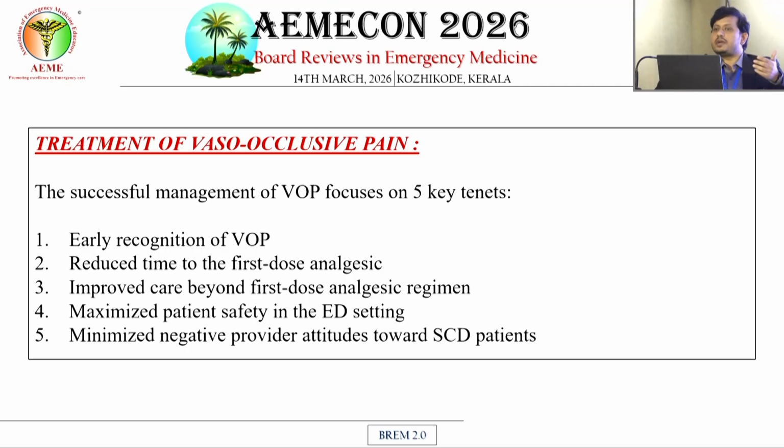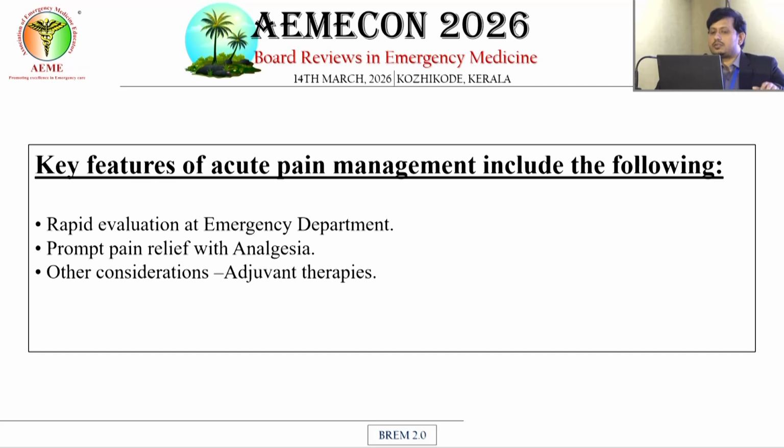Whenever the patient comes with some pain, we think it is a normal pain, and we keep the patient aside and concentrate on the other cases. Such cases have to be followed and addressed as early as possible. So these are the key features: rapid evaluation in the emergency department once the patient comes with pain, and prompt pain relief has to be given as early as possible, and we can go with adjuvant therapies also, which we will discuss.